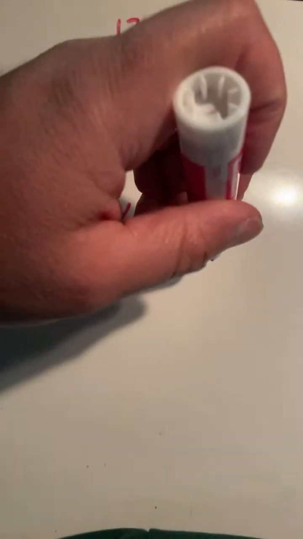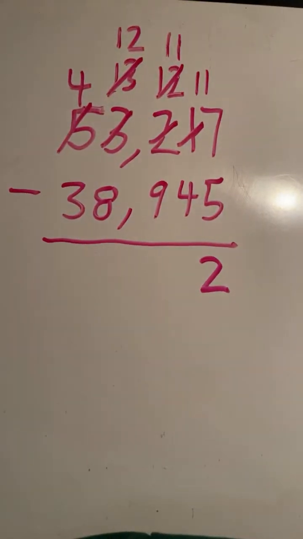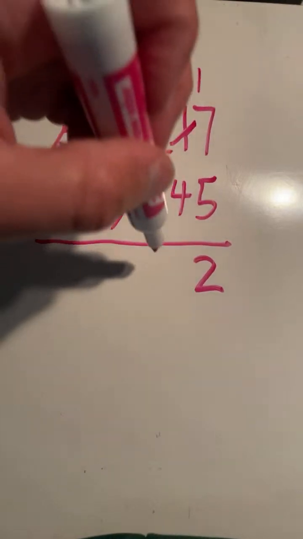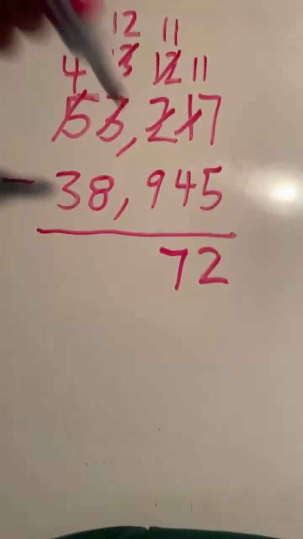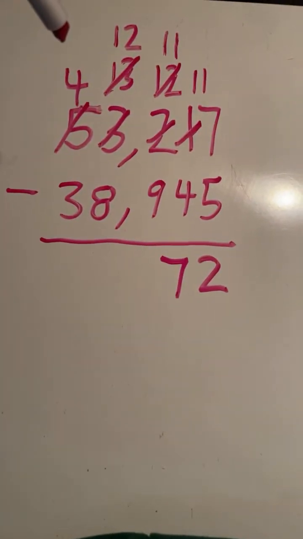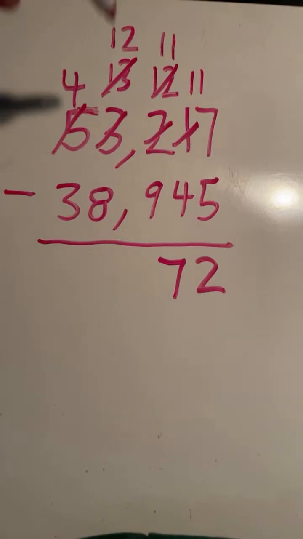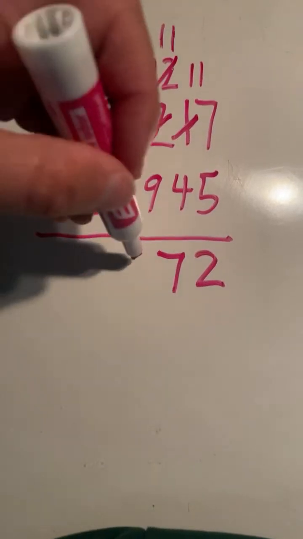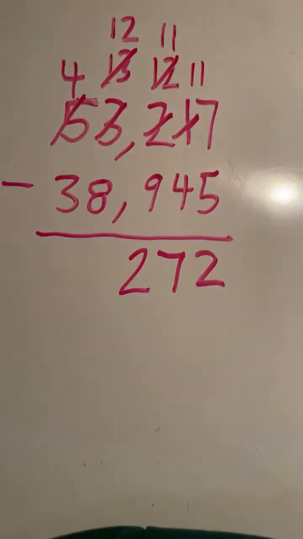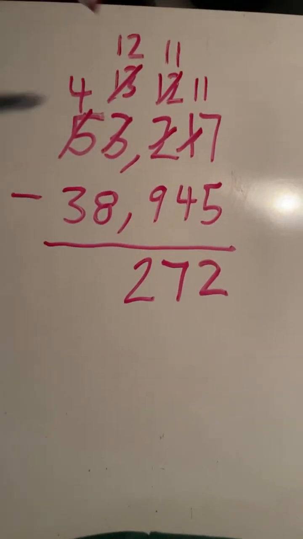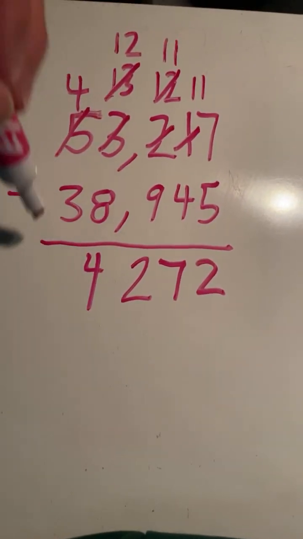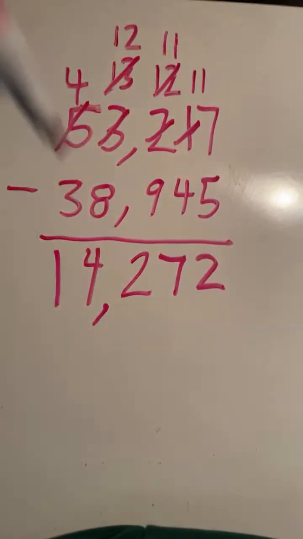7 minus 5 equals 2. 11 minus 4 equals 7. 11 minus 2 equals 9. 11 minus 9 equals 2. 12 minus 8 equals 4. 4 minus 3 equals 1. And we have our final answer.